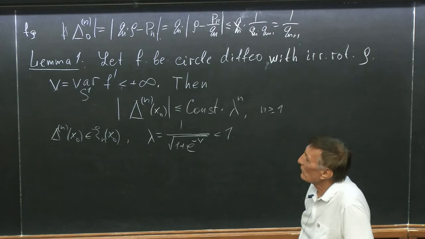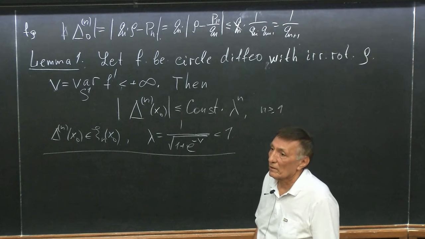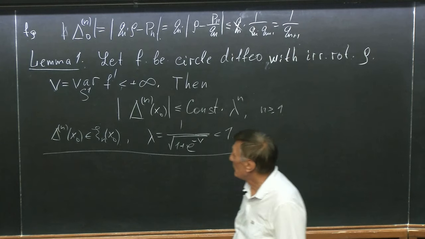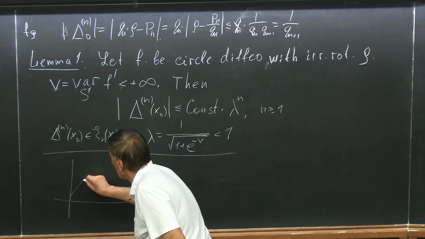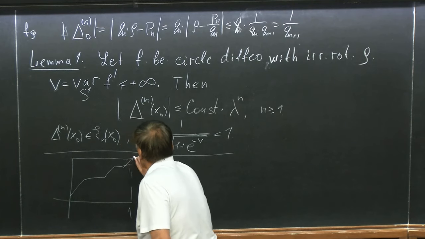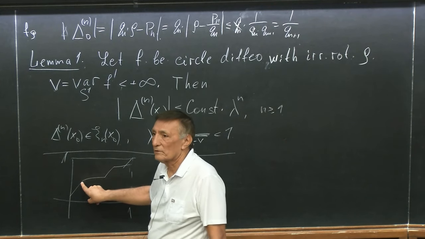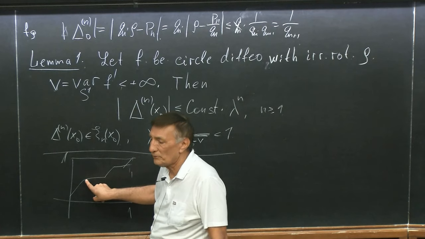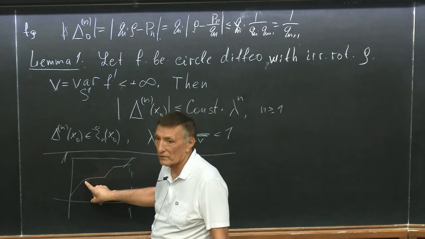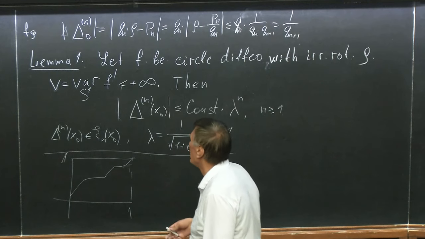Now we consider also circle homeomorphisms with breakpoints, or piecewise smooth circle homeomorphisms with a finite number of breakpoints. This means we consider the following kind of maps. Here the left derivative is positive, the right one also is positive, and then they are different. So at this point the graph has a corner, and so this one is a breakpoint, a piecewise smooth map with a finite number of breakpoints.